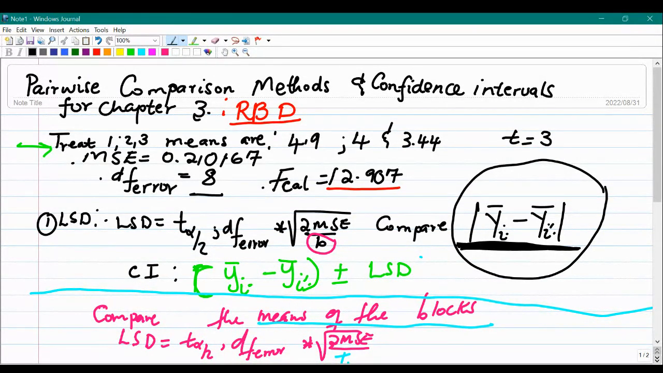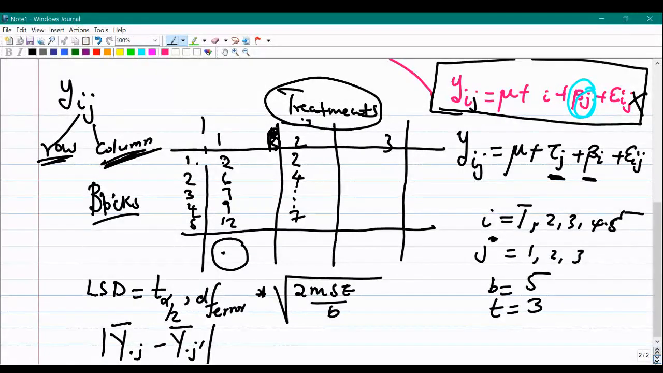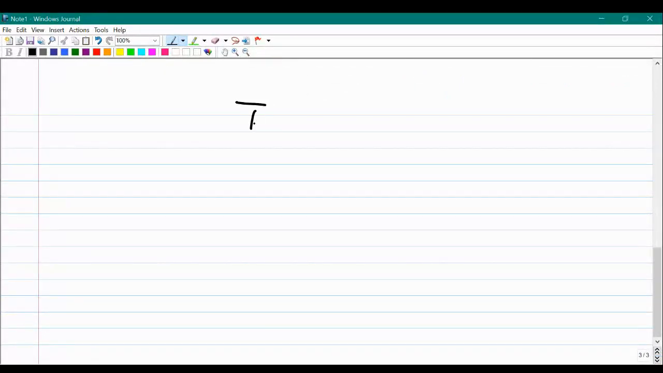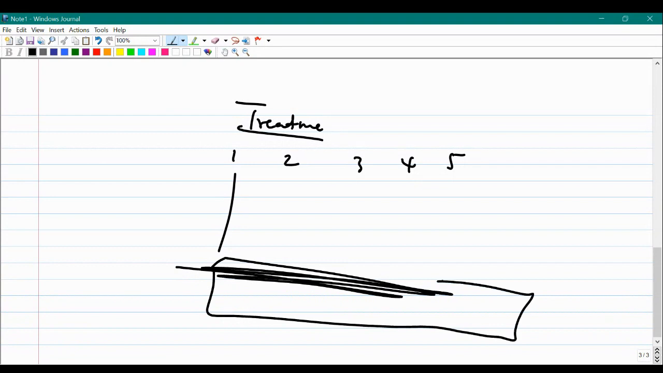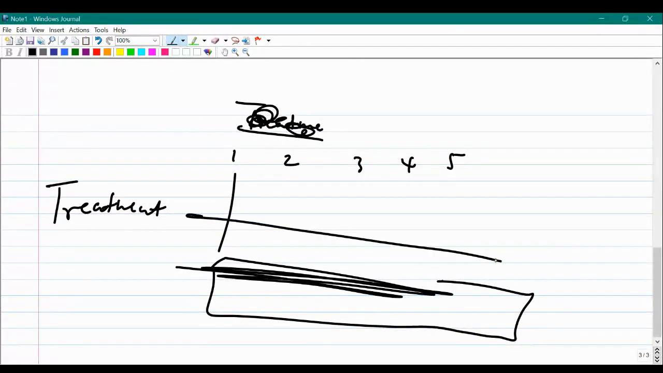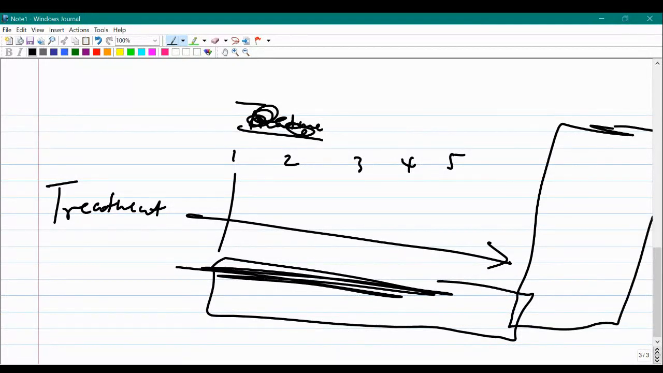Please, when you're given the problem, if the treatments are like this, 1, 2, 3, 4, 5, it means the means for the treatment will be what? Will be this side, isn't it? If the treatments are this side, it means that the means for the treatment will be on the other side. Do you get it, leaders? Understand that part, because immediately you use the wrong means, you are out.